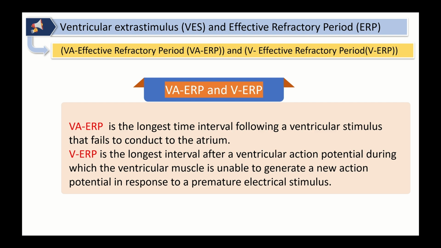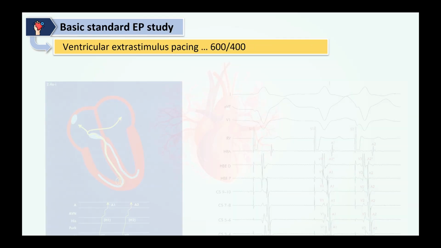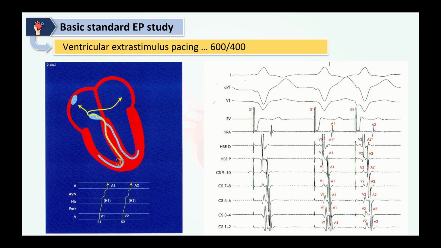On the other side, the ventricular ERP is the longest interval after a ventricular action potential during which the ventricular muscle is unable to generate a new action potential, no ventricular depolarization. It's just a spike without activation. So let's go to see some examples.